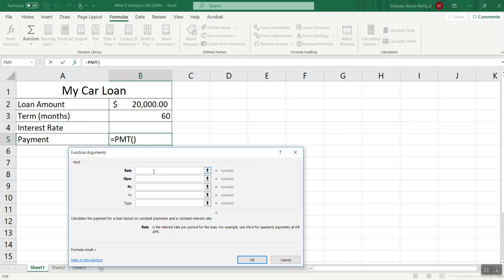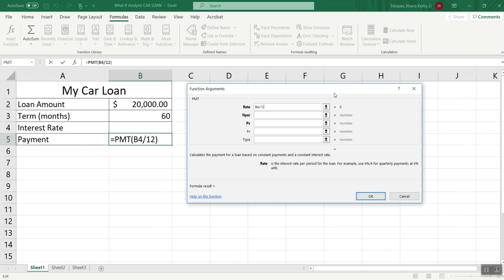So you have three fields in here. What we're going to do on rate. What is rate, by the way? This is the interest rate per period for the loan. So if you're going to use 6% divided by 4, if you want to pay 4 quarterly payments, you're going to divide it by 4. So what we're going to do here is to have B4 divided by 12. For me, I would rather have it set up as 12 payments because I won't be able to afford quarterly payments. So let's have a realistic scenario in here. So I'm going to divide it by 12.